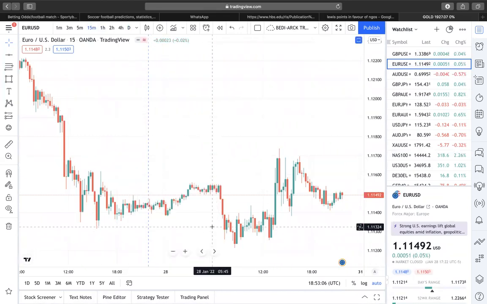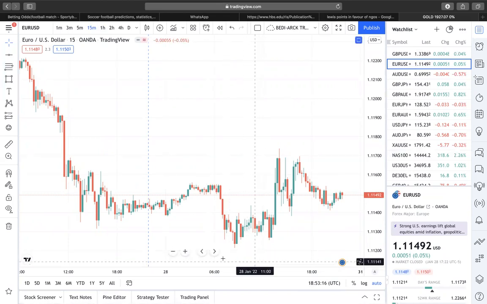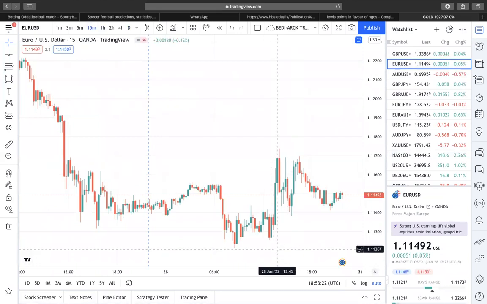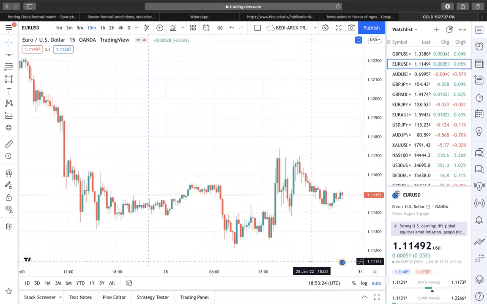So you see what the time is: 6 in the morning, 12 noon, 6 in the evening. By watching, you know that from this period to this period is more like the London session. From this period to this period, London and New York intersession. After this period, it is New York. Then from 10 p.m. or 12 midnight going is Asia.